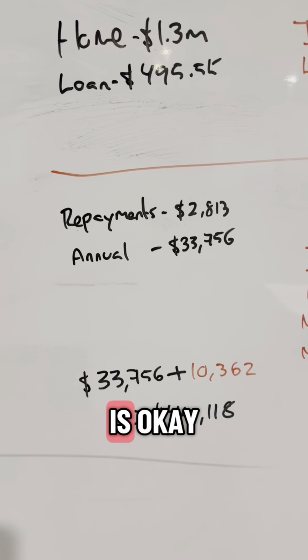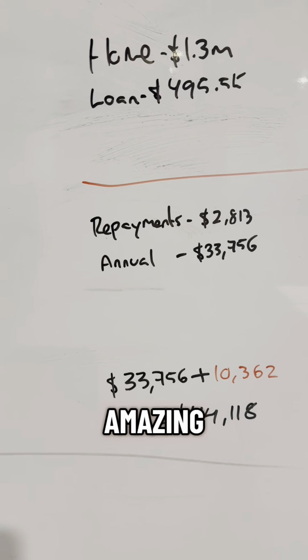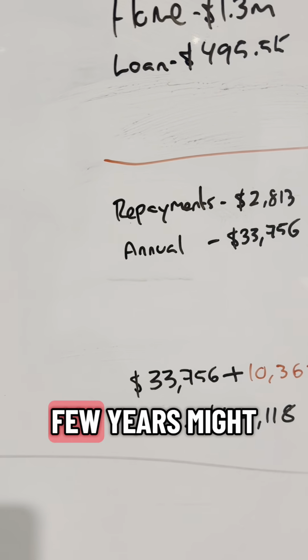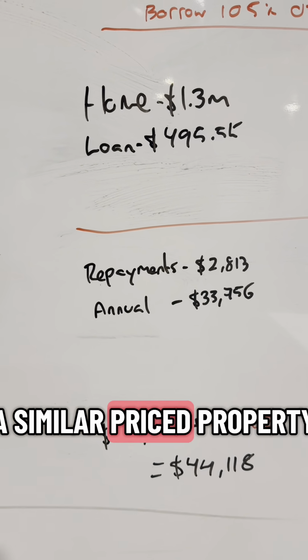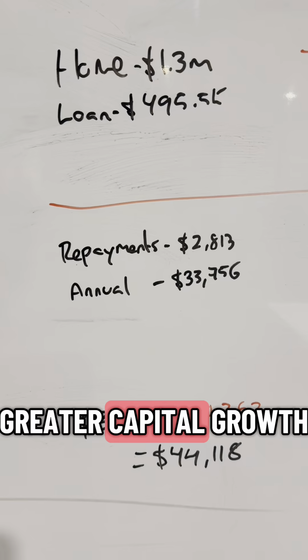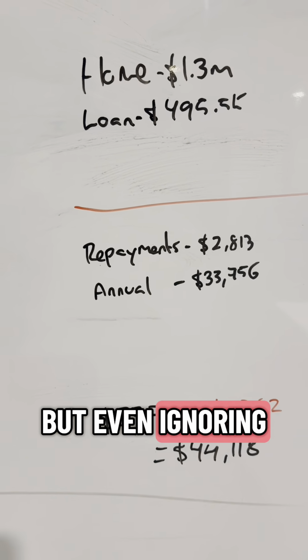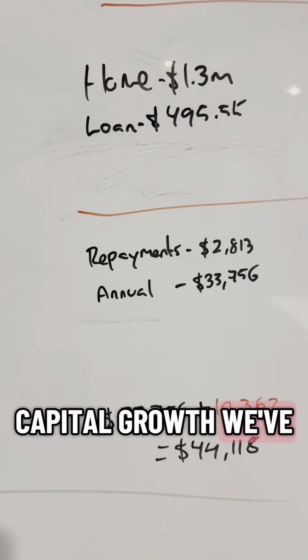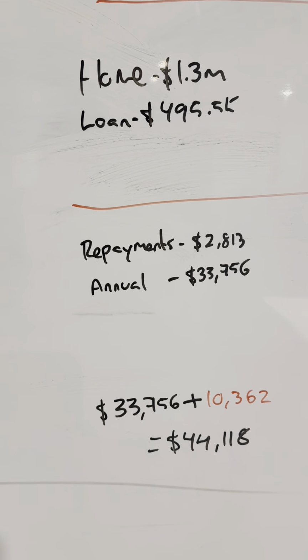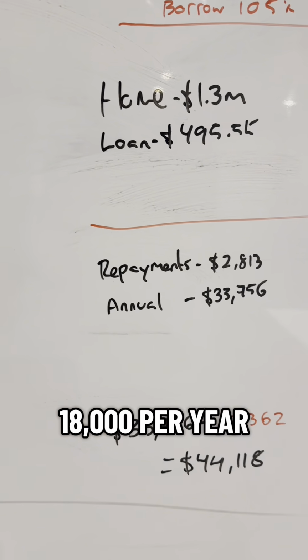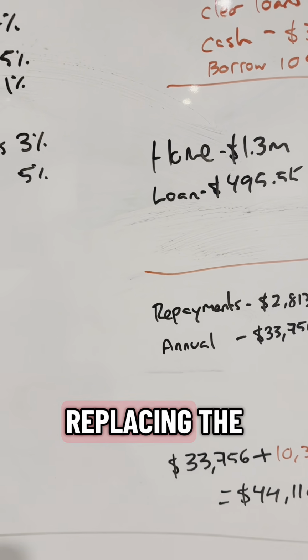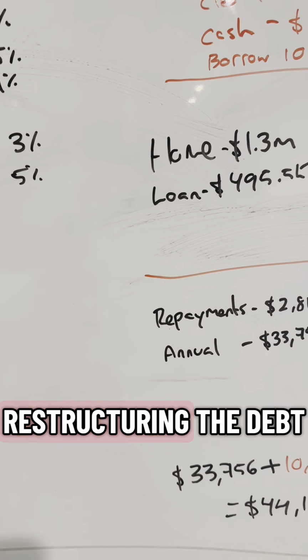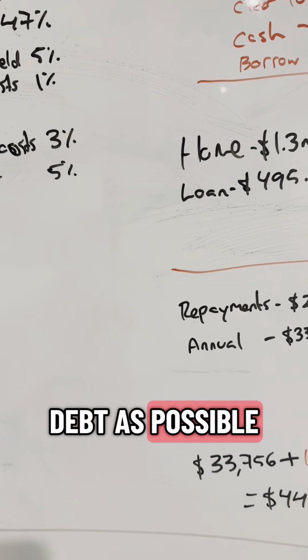His current property is okay, but it's not amazing, and the forecasted capital growth over the next few years might be 3-4%. This allows him to buy a similar priced property that will have greater capital growth. But even ignoring the difference in capital growth, we've got an $18,000 per year better post-tax position by simply replacing a property with a new one, restructuring the debt, and ensuring as much of your debt as possible is tax deductible.